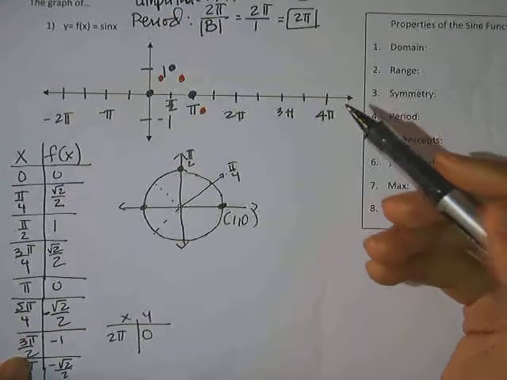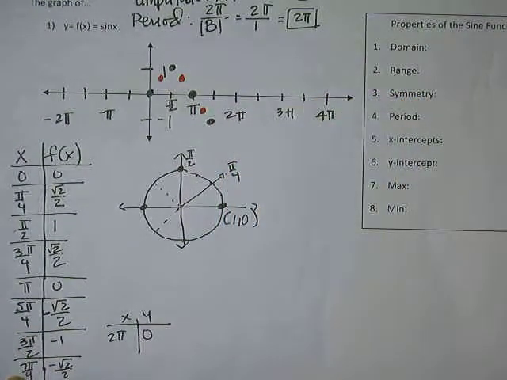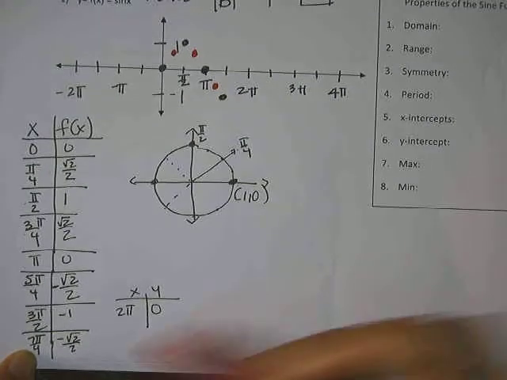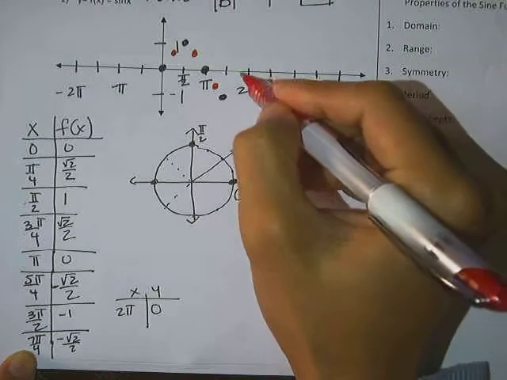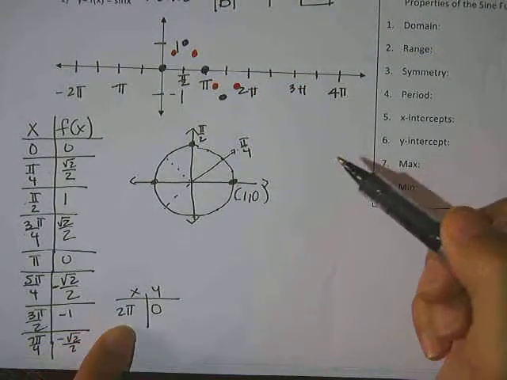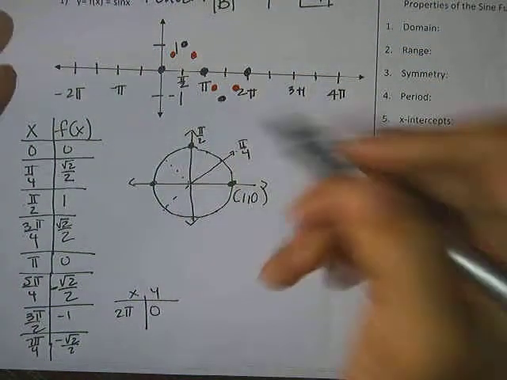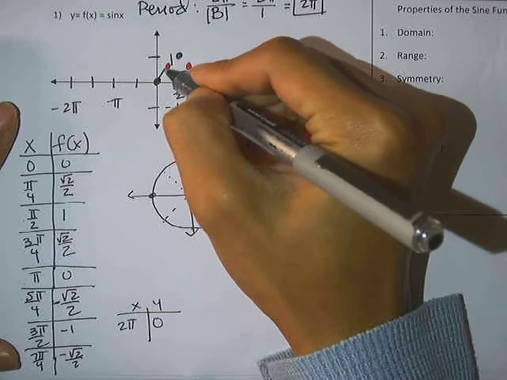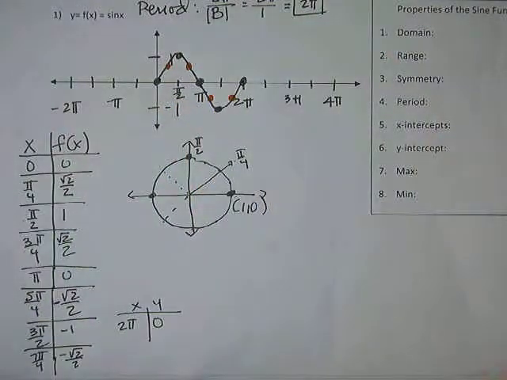3 pi over 2, which is this dot, I'm going to go negative 1. Then 7 pi over 4, which is moving up a little bit, negative rad 2 over 2, which is negative 0.71. And I'm back at 2 pi, which is now at 0. So check those dots. Okay, I'm going to connect those. So that's one full period.